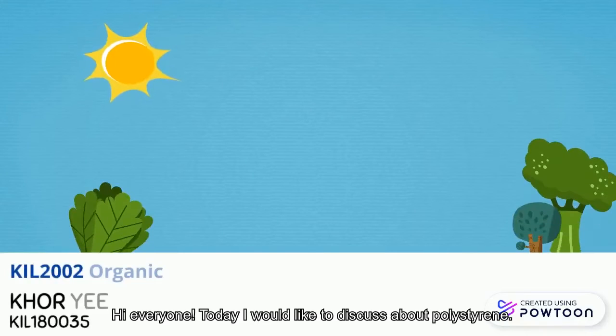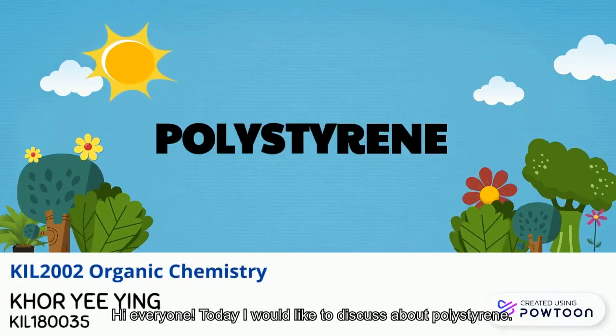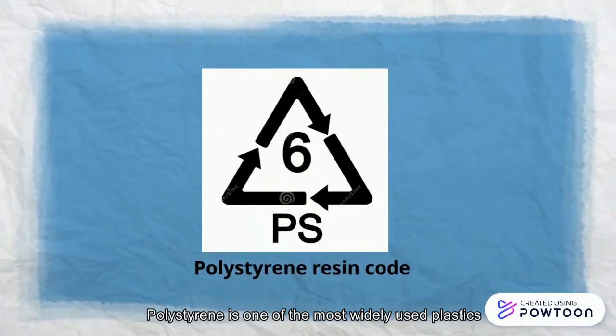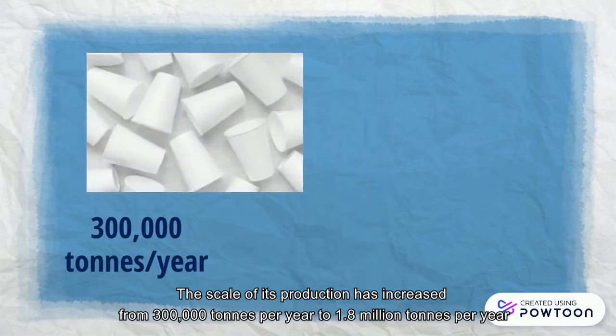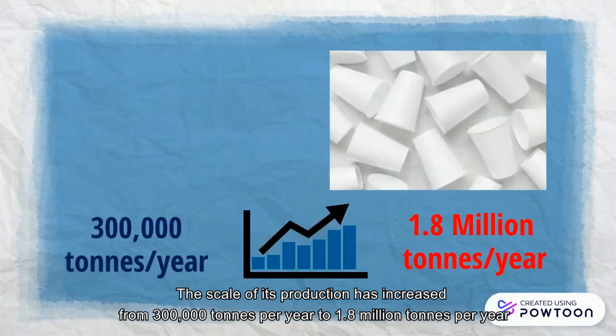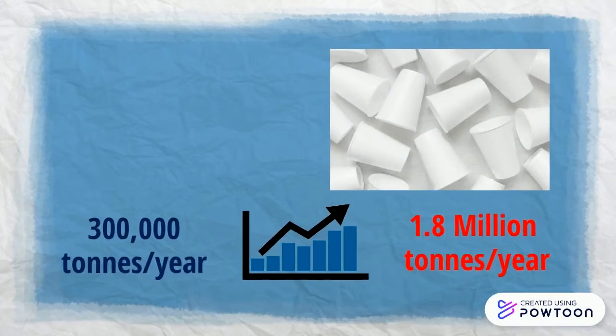Hi everyone. Today, I would like to discuss polystyrene. Polystyrene is one of the most widely used plastics. The scale of its production has increased from 300,000 tons per year to 1.8 million tons per year.